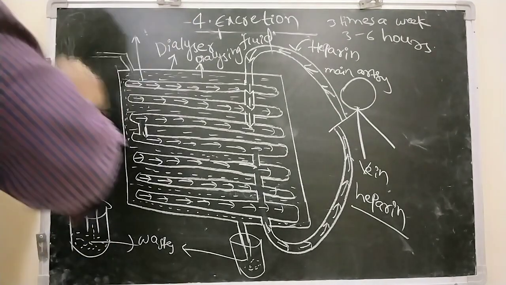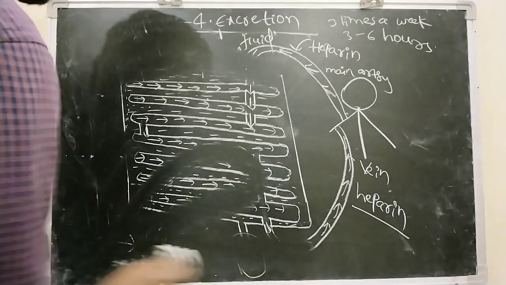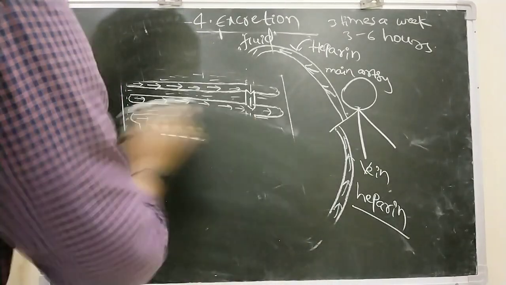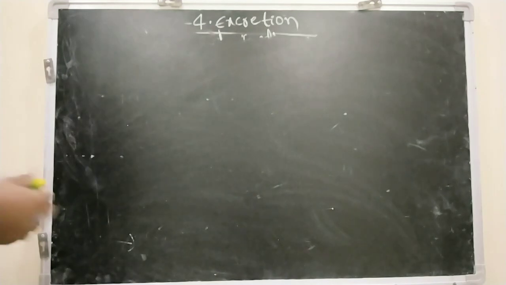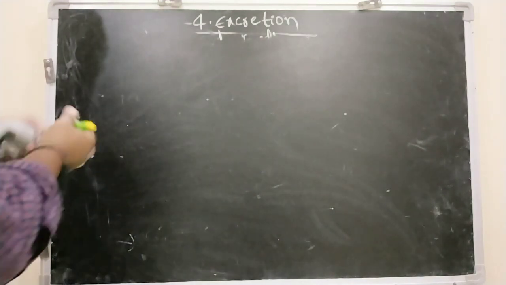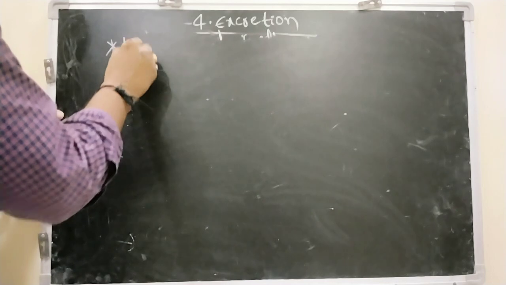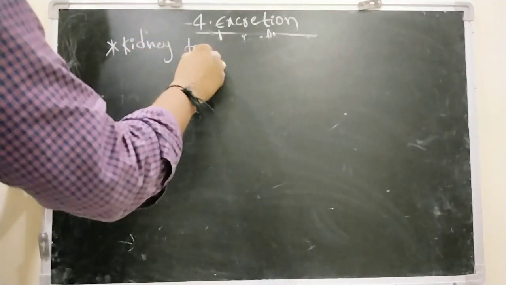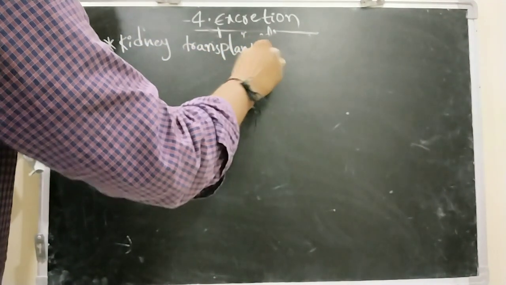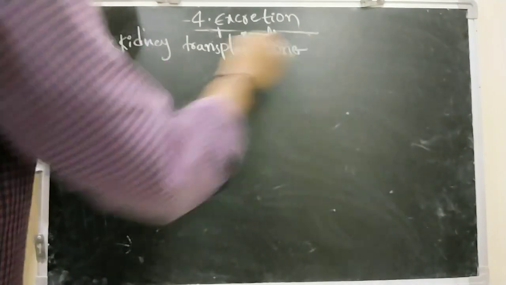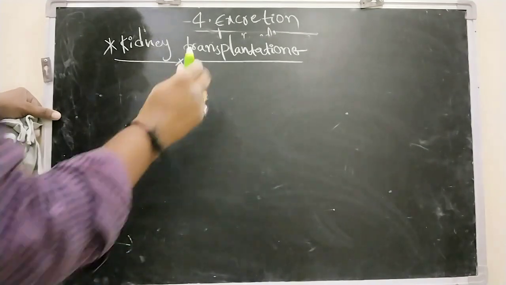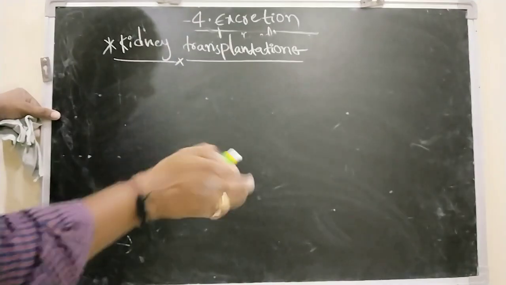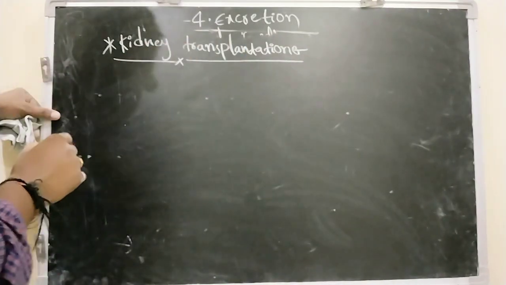Next, kidney transplantation. The permanent solution is transplanting a kidney to the patient who requires the kidney. That is the only permanent solution. Dialysis is a temporary solution only. So kidney transplantation is the permanent solution.